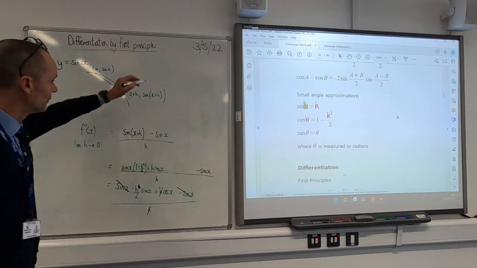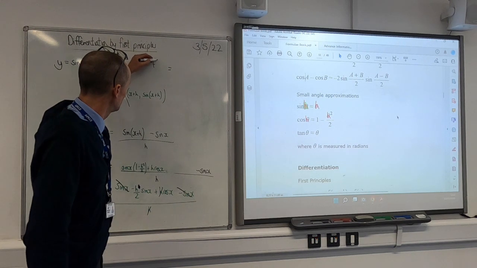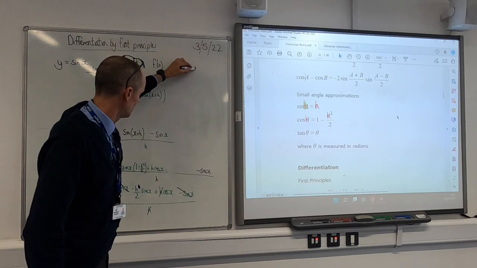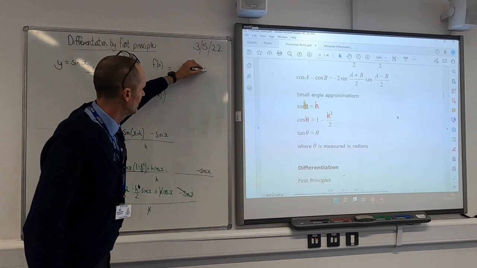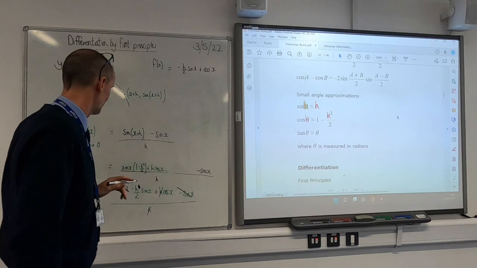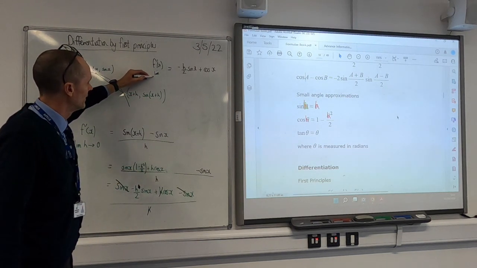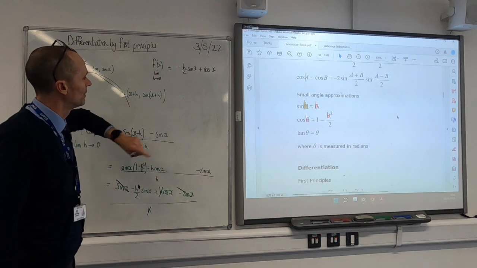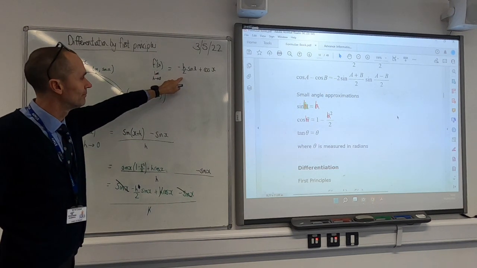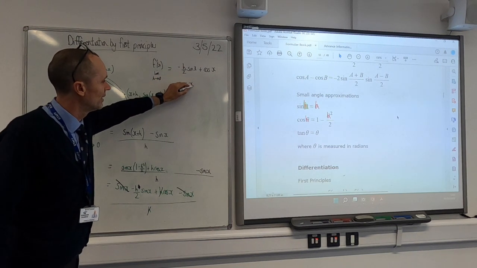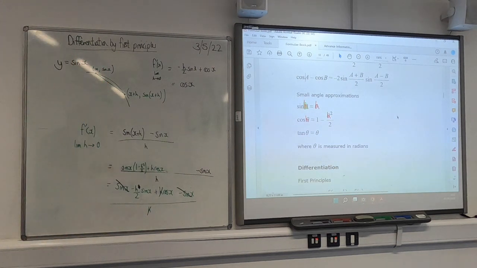So what I'm left with, I'll have to write it up here because I've run out of space, is minus h over 2 sine x plus cos x. And I'm asking what happens when h becomes really, really small. That's going to become nothing, because 0 times sine x will just be 0. So we get cos x, which is what we were expecting to get all along. When you differentiate sine x, you get cos x.